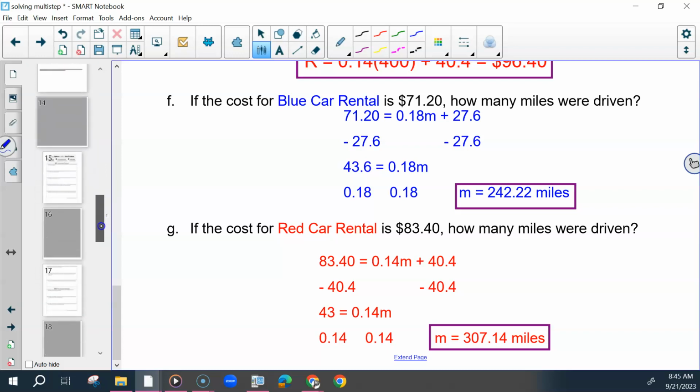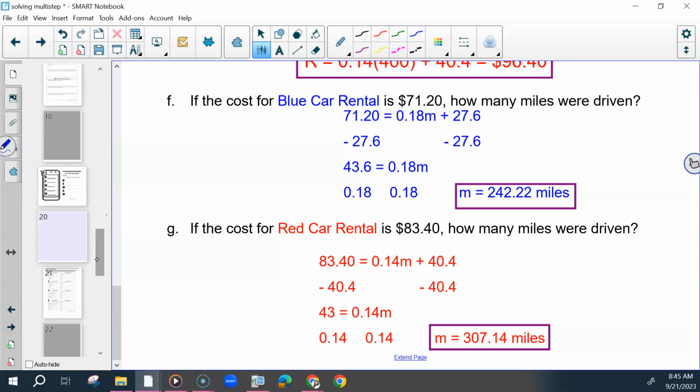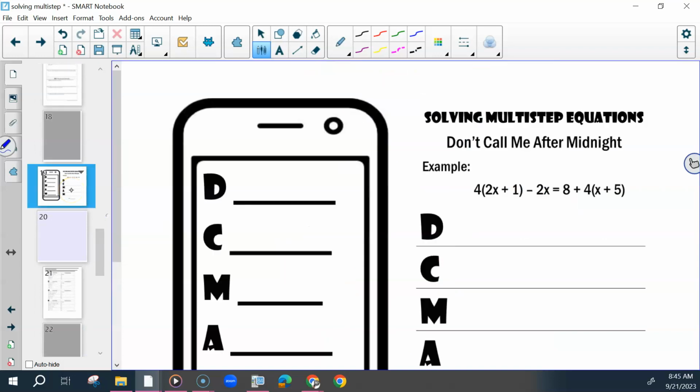Okay. You all have a new set of notes. It's like a continuation of the other set of notes. We're still solving, but now we're solving with more steps. Before we were just solving multi-step equations, now we're solving with variables on both sides. So this would be the new set of notes I put on your desk.